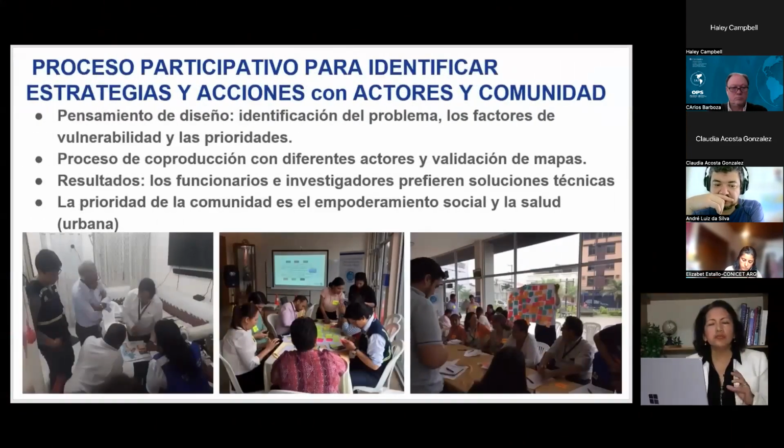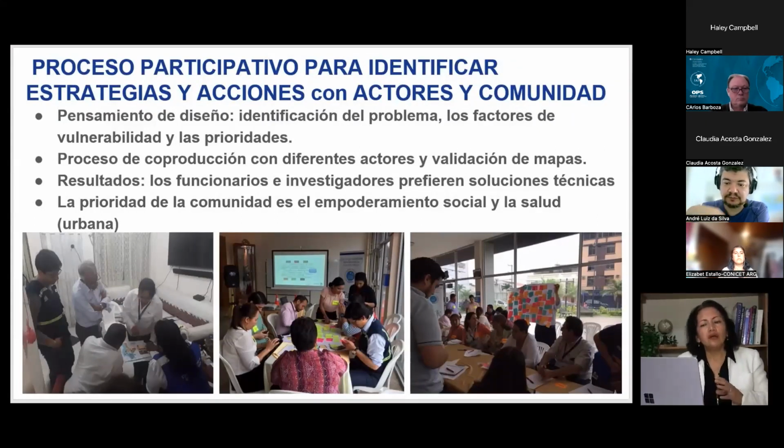So the methodological processes are different, and the ways in which we relate to each other are different. So we have used different approaches. For example, to try and define the strategies to work with the local community and the local government stakeholders.